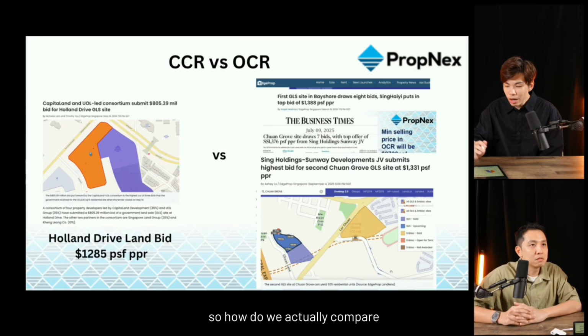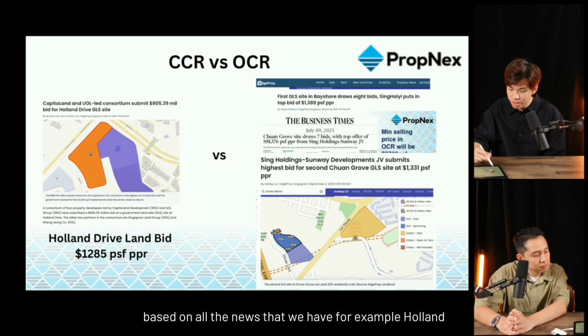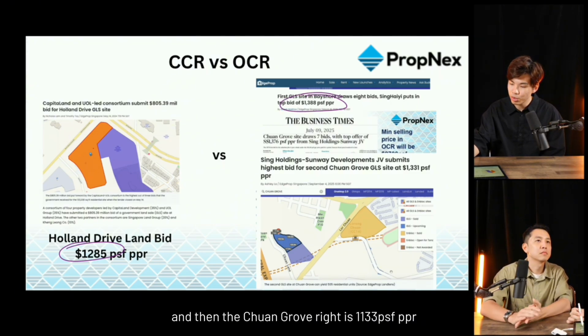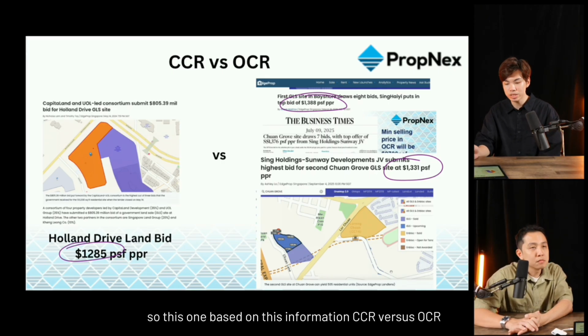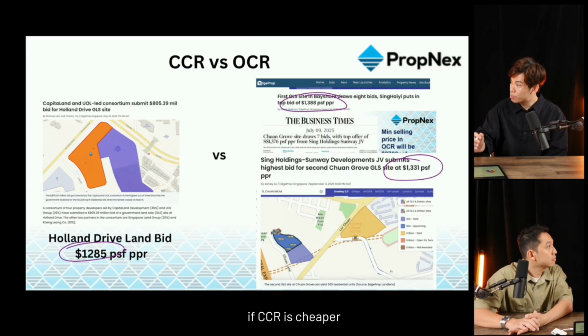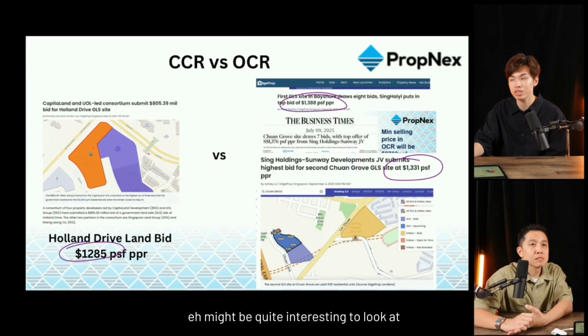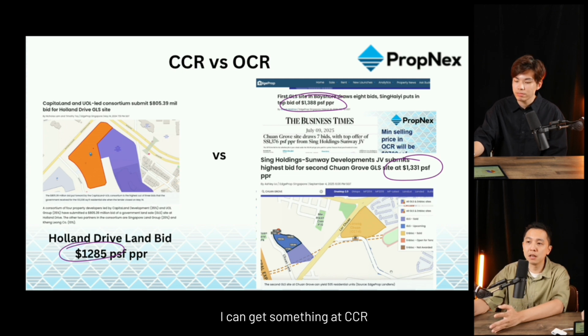Yeah, correct. So how do we actually compare based on all the news that we have? For example, Holland, again we mentioned CCR is 1,285, but you see Bayshore is already 1,388, and then Chuan Grove is 1,133. So based on this information, CCR versus OCR, if the CCR land price is cheaper than OCR, is this something that might be quite interesting to look at? With the same amount of money today, can I get something in CCR?